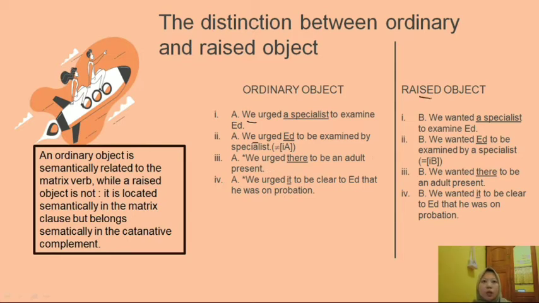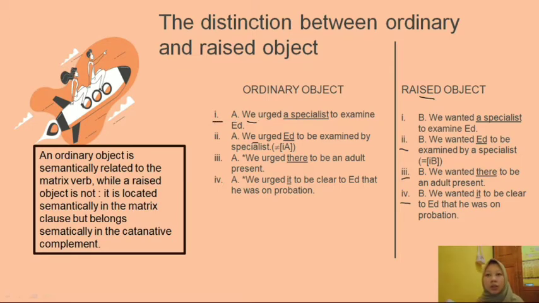And the raised object: We want a specialist to examine it. We want it to be examined by a specialist. We want there to be an adult present. We want it to be clear to it that he was on probation. Example in raised and ordinary object.